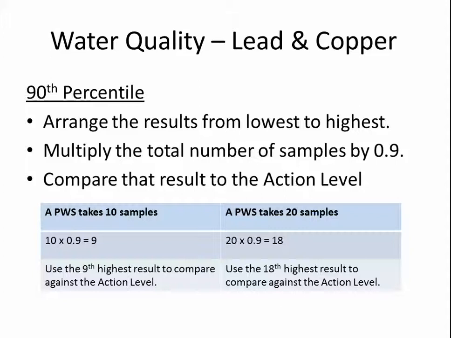If a public water system takes 20 samples, you multiply 20 by 0.9, and that gives you 18. So you use the 18th highest result to compare against the action level. If you only take 5 samples, 5 times 0.9 is 4.5, so you're going to average the 4th and the 5th highest samples.